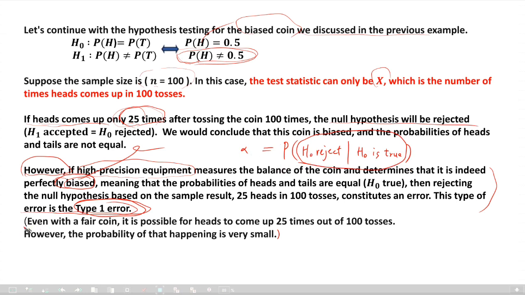Even with a really fair coin, it is possible for heads to come up 25 times out of 100 tosses. However, the probability of that happening is very, very small. Understand? This is the significance level, alpha. I hope I made an error here, biased, not biased, perfectly fair.